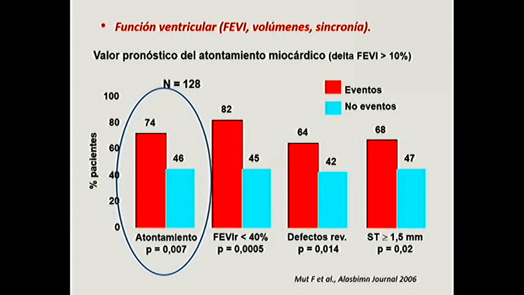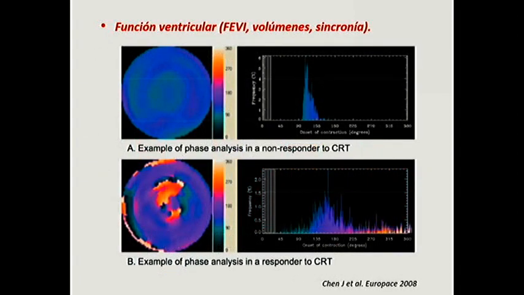It's also important to look at the difference of the ventricular function post-stress, because this will mean a myocardial haze due to ischemia. And as we can see in this population, haze was after the ejection fraction, which is the biggest predictor of events in this type of patients, above the defects of reversible perfusion and ICT with a cut of 1.5 millimeters.